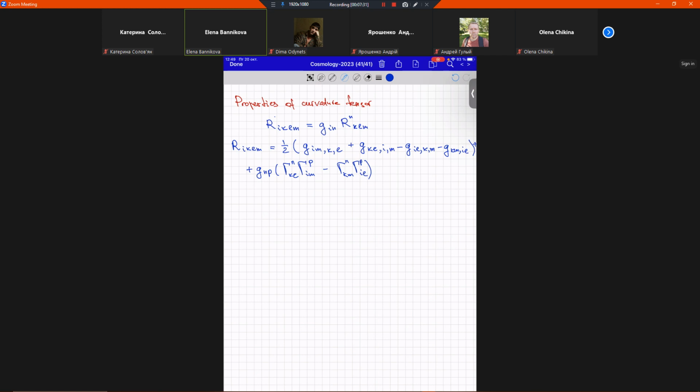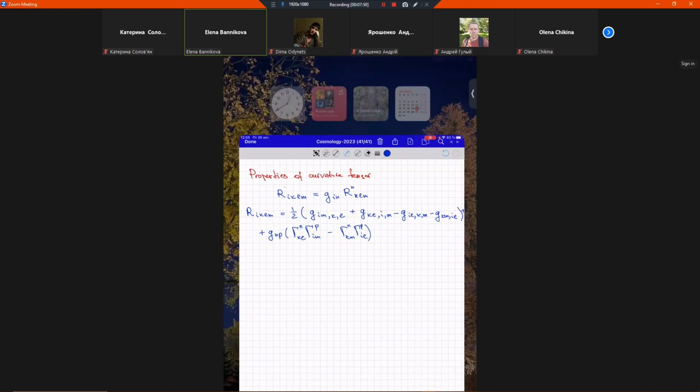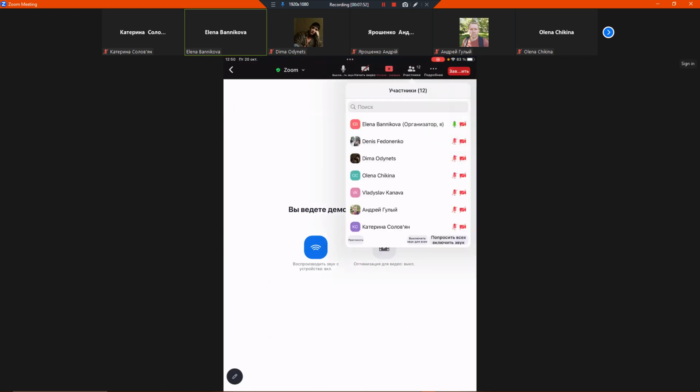And now you can see that it's not a simple business to obtain it, so I don't want to spend the time on this. But if we have it, we can in principle immediately understand some properties of the curvature tensor. I would like to see how many people we have. Okay.